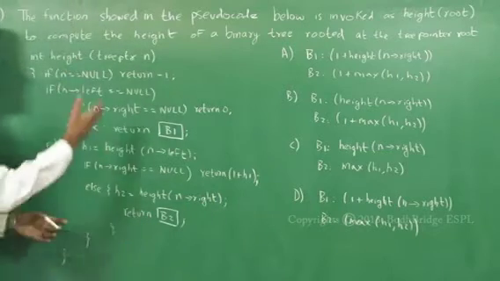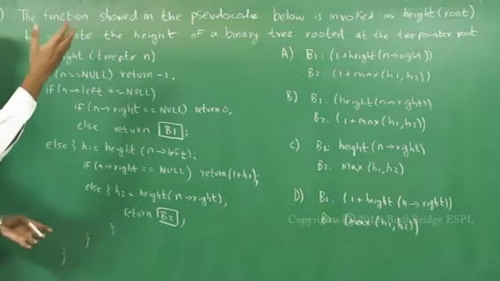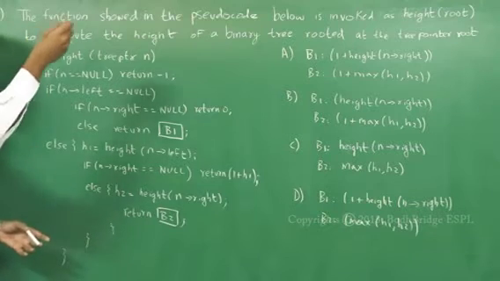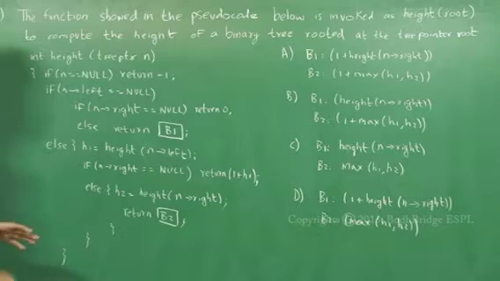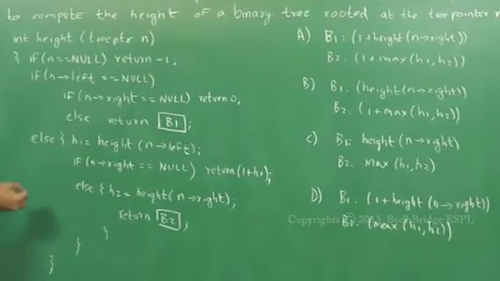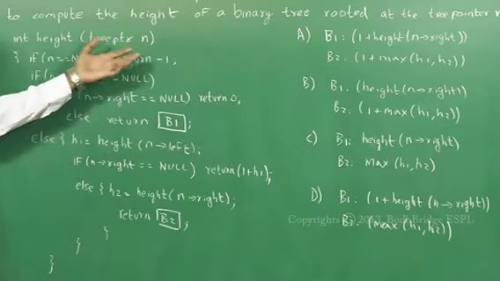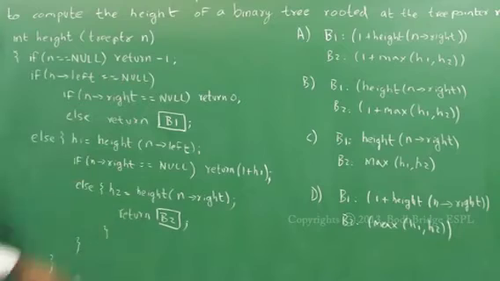So first, height of a binary tree is defined as the maximum distance from the root to the leaf. So the longest path from the root to any leaf is the height of a binary tree. Now let us just go through this code and analyze it. So the function height is called with a parameter tree-pointer n, which is the root. So if there is no root, you will return -1.